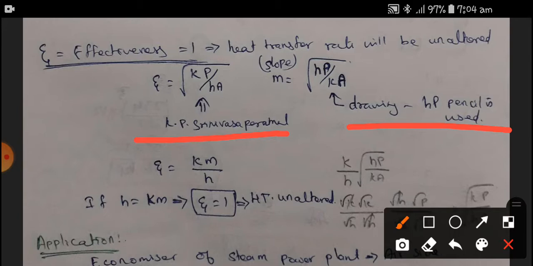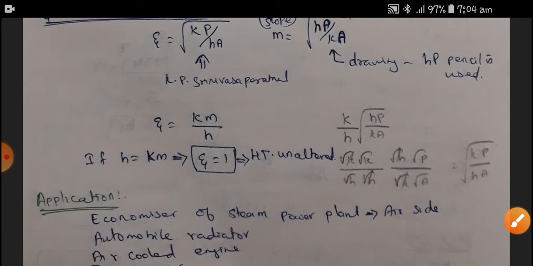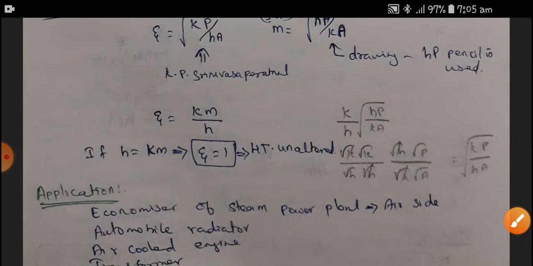So this I have to remember by means of a mnemonic. The effectiveness is k into m divided by h. Here k is the thermal conductivity, m is the slope and h is the heat transfer coefficient. From this equation we get the formula. If h is equal to km, then the effectiveness is equal to 1, that is, the heat transfer is unaltered.